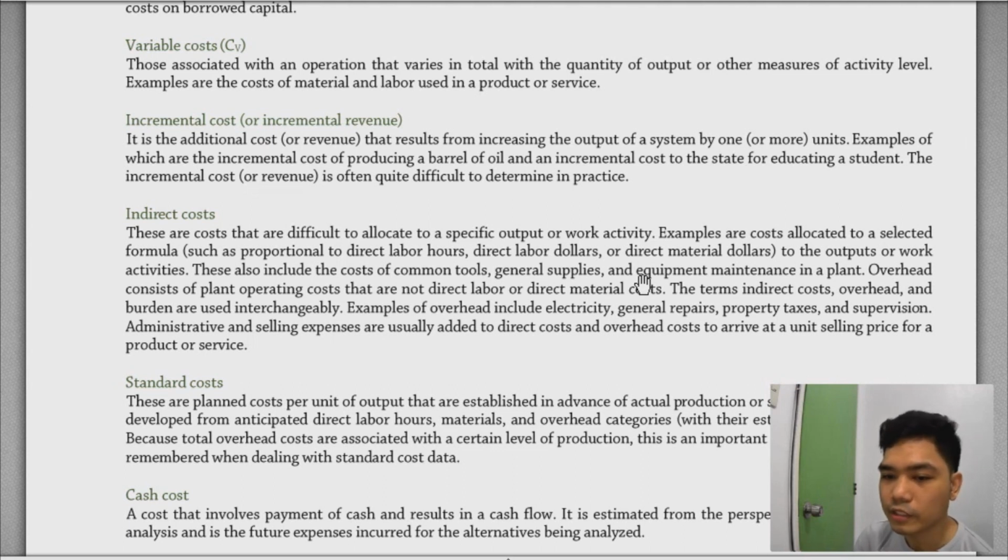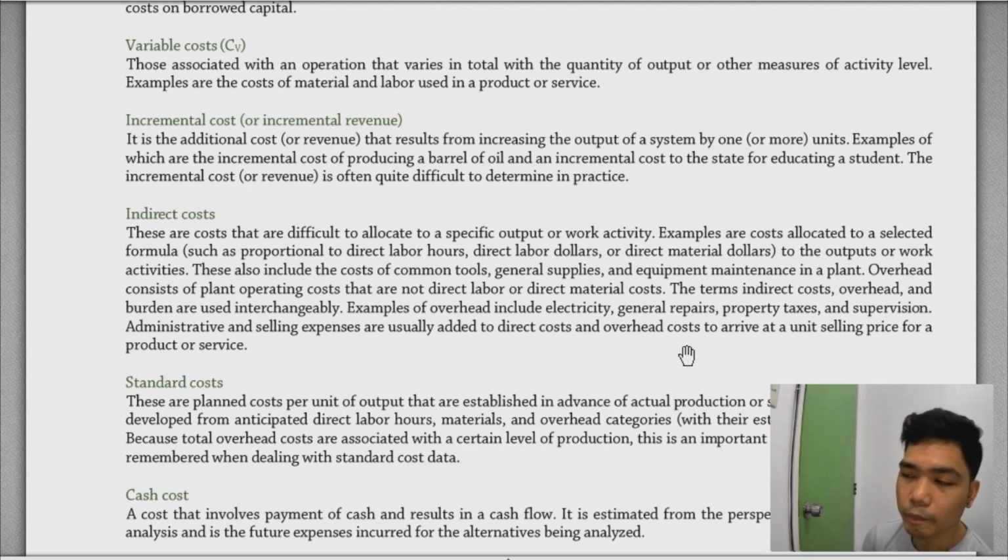For example, electricity: the unit for electricity is, let's say, kilowatt hour. So it doesn't really translate to a certain amount of money, but it's just a measure of the power that is being consumed by a certain household. So knowing this amount, these are indirect costs because we're simply assigning a certain monetary value for those utilities or for this certain service or work. That's the same thing as your general repairs.